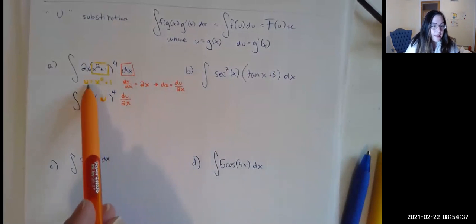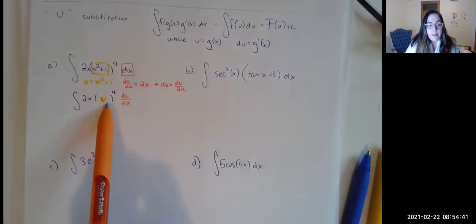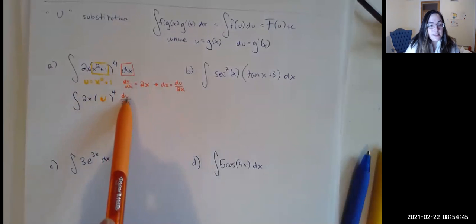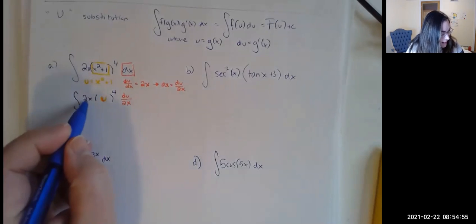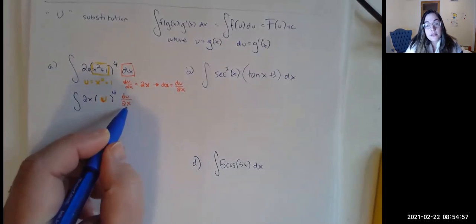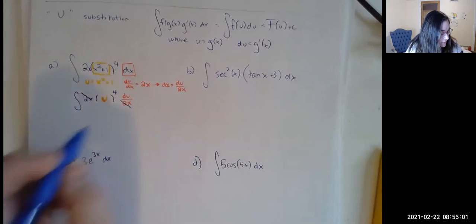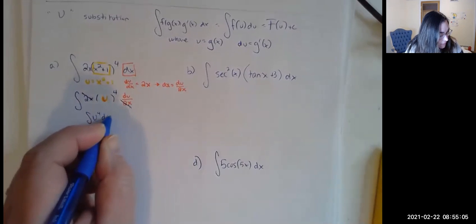We've said, okay, we're going to let u be x squared plus 1. We just plug that in there, right? And then we plug in du over 2x for dx. All right. So now we're going to see that some interesting things are going to happen. We have 2x divided by 2x. 2x divided by 2x is 1. So that's going to leave us with the integral of u to the 4th du.